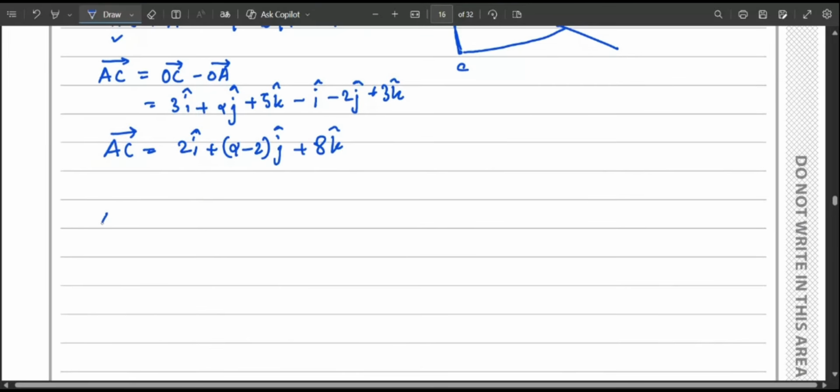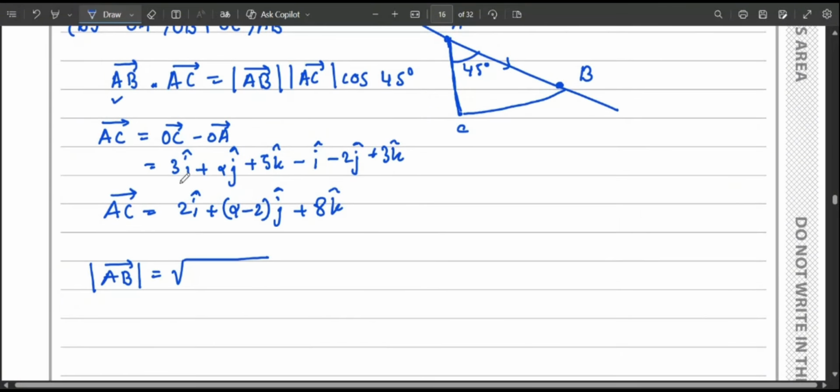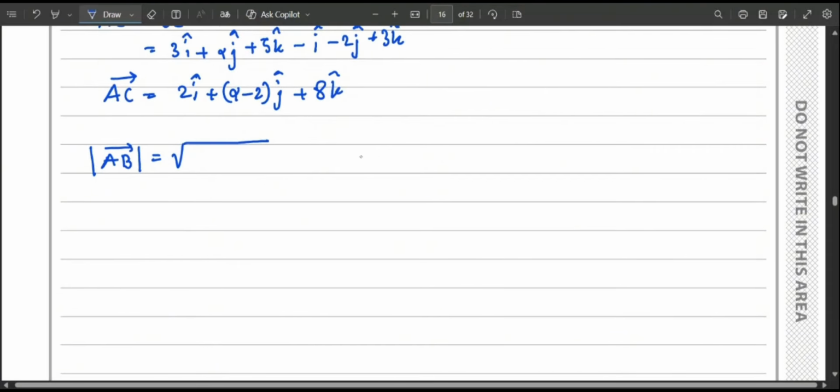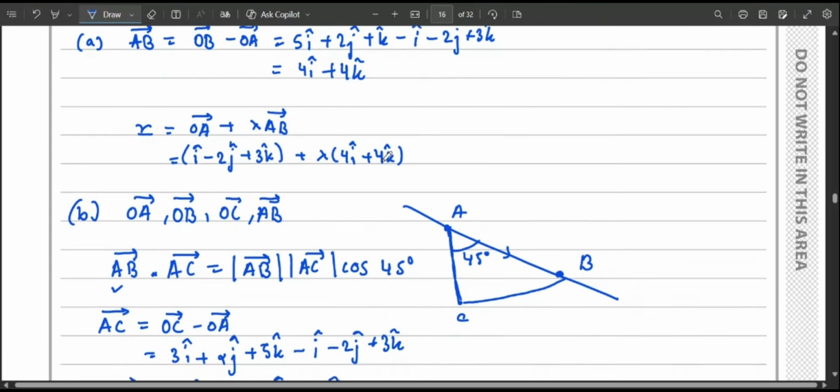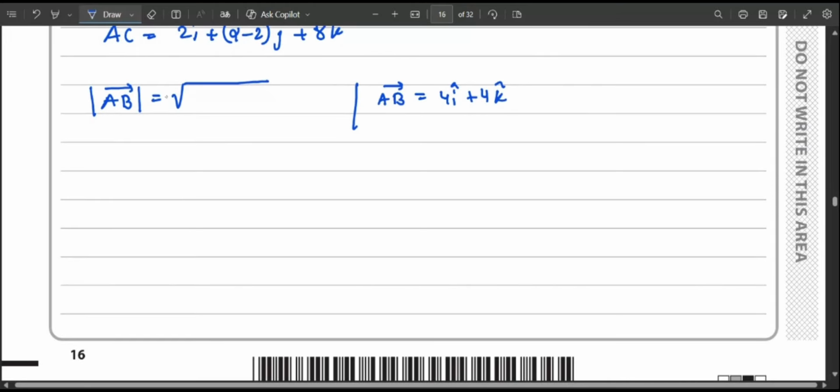Now we can find the magnitude of AB. The magnitude of AB would be root over the coefficient of i squared, the coefficient of j squared, and so on. We know from part A that AB is equal to 4i plus 4k. So the magnitude of AB would be root over 4 square plus 4 square. We take the coefficients of i, j, and k and we square them, sum them up, and then we root them to find the magnitude. So the magnitude would be equal to 4 root 2 for AB.